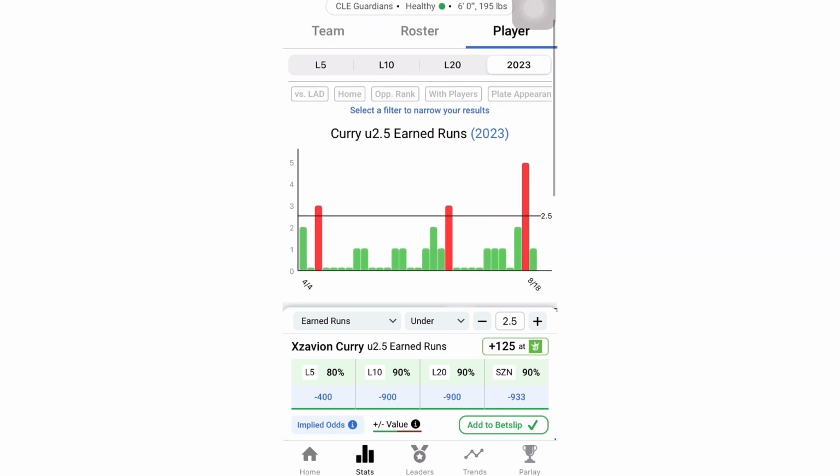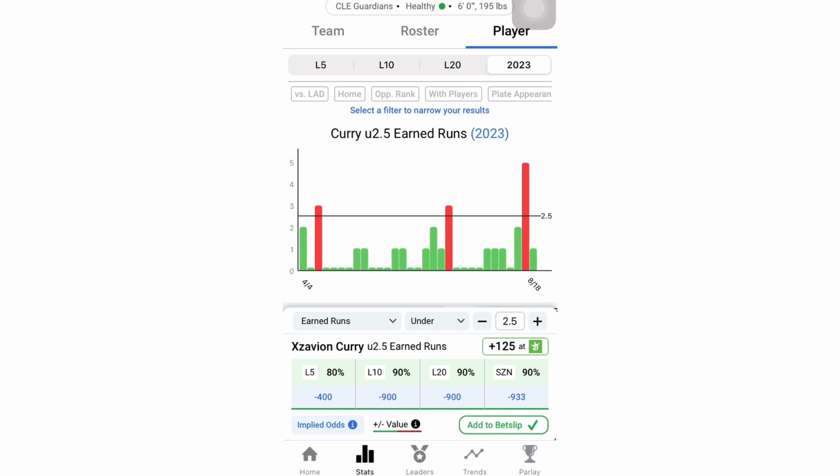Now, Curry has gone under his line in 90% of games this season. So they're suggesting that there's a ton of value here because he's gone under in 90%, and the book is offering it at plus 125. DraftKings is offering that. So there's a ton of value basically from the outset here, but the important part of looking further and deeper into this is that we can start to analyze, okay, why are they offering it at plus 125 if it's only gone under in 90% of games this season?